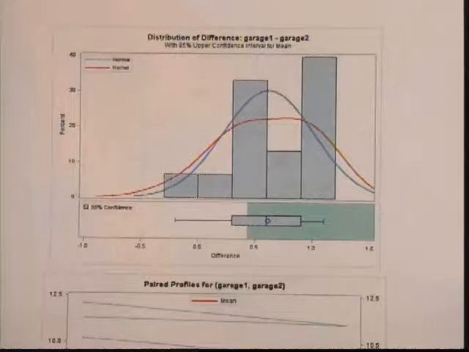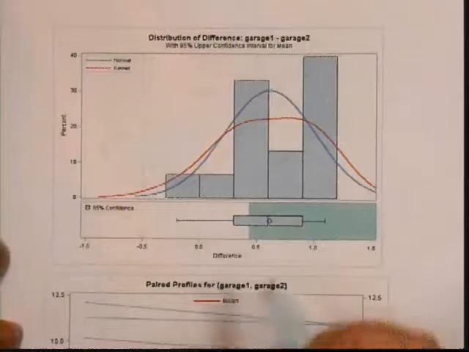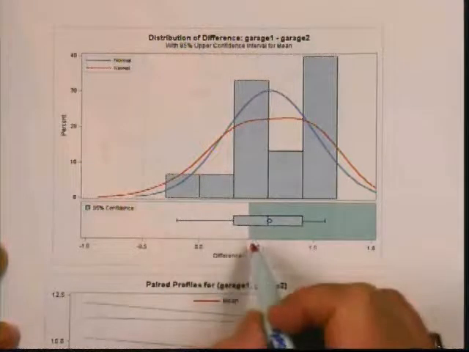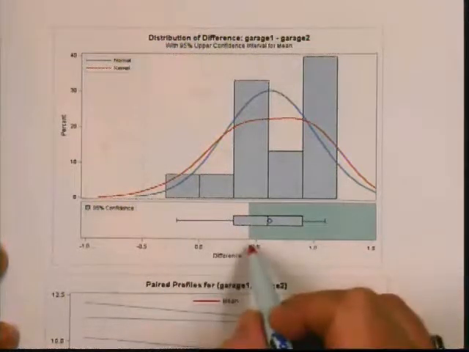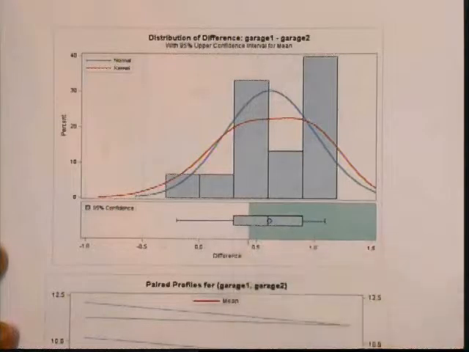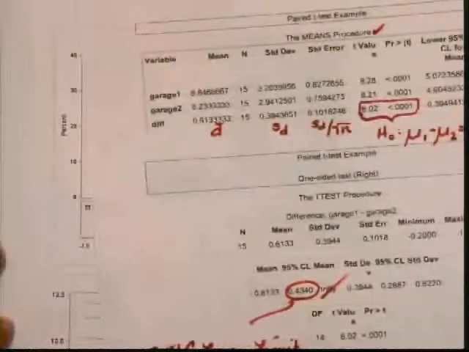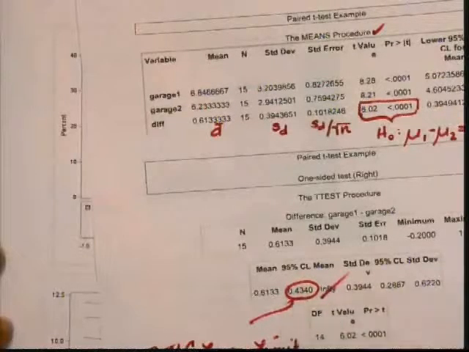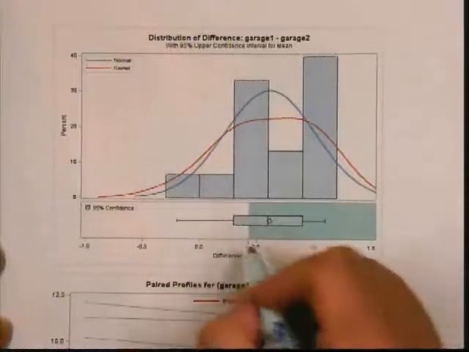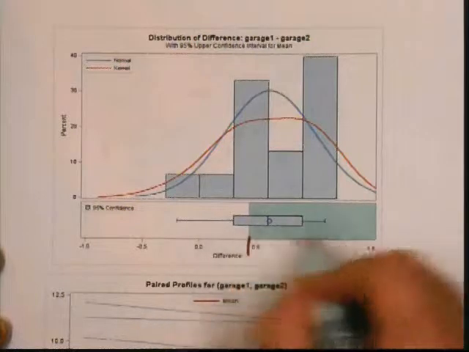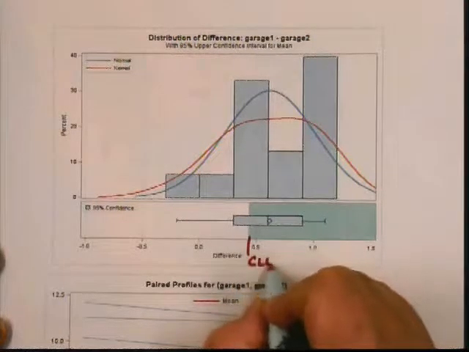Okay. We also have a box plot down here of the differences, and then the shaded part corresponds to this lower value here. That corresponds to that confidence lower limit, that 0.4340. That's what's going on right here, the shaded area. So this is the confidence lower limit.